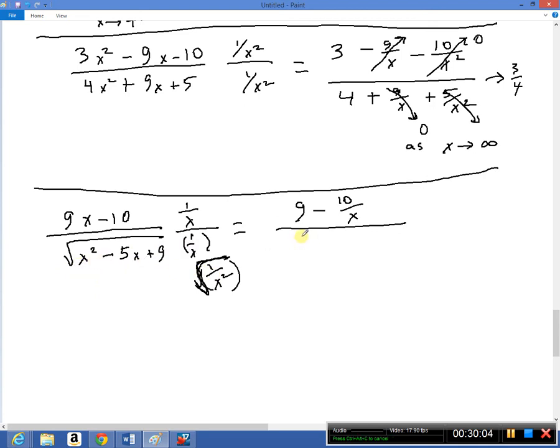That's going to cancel the x squared entirely, leaving you with 1. And then minus 5 over x, and then plus 9 over x squared. Once again, as x gets large, this guy's going to go away, this guy's going to go away, this guy's going to go away, leaving you with something that goes to 9 as x goes to infinity.